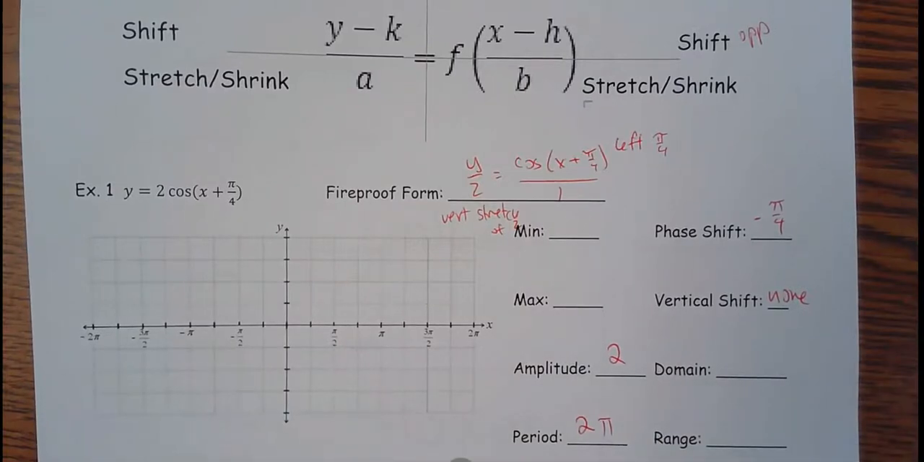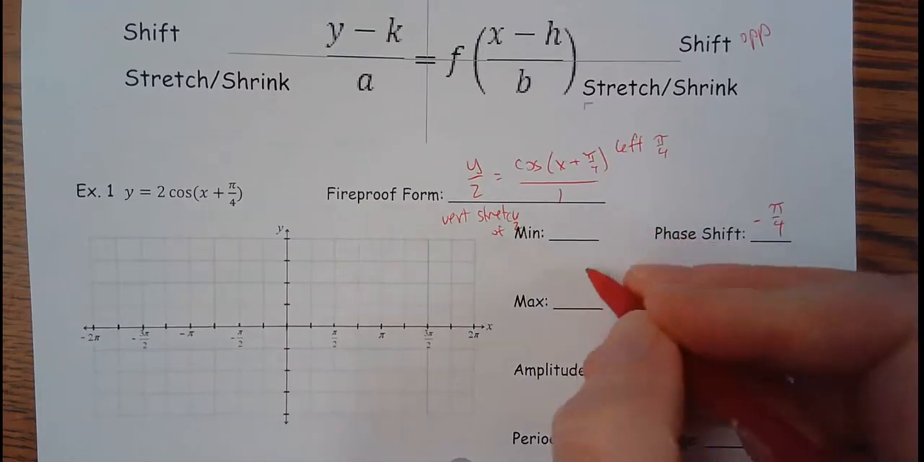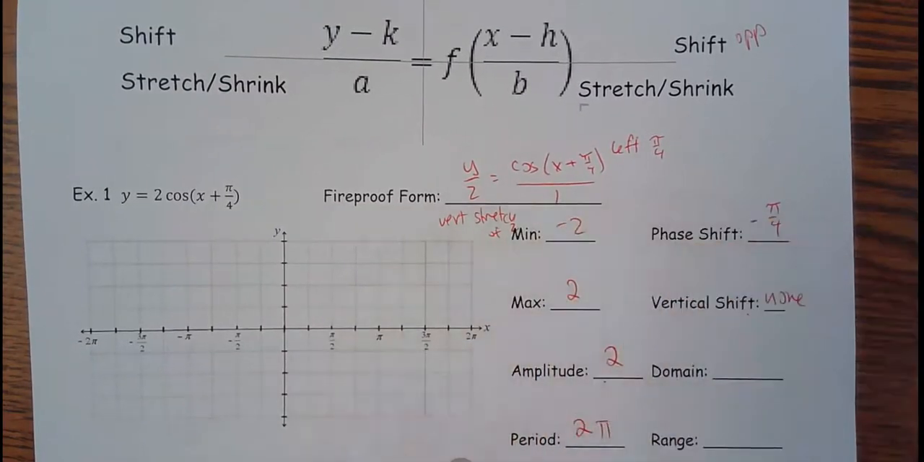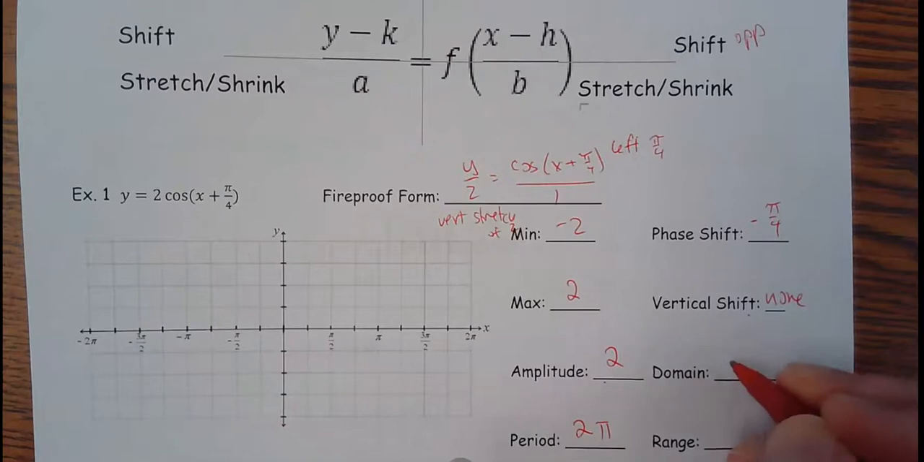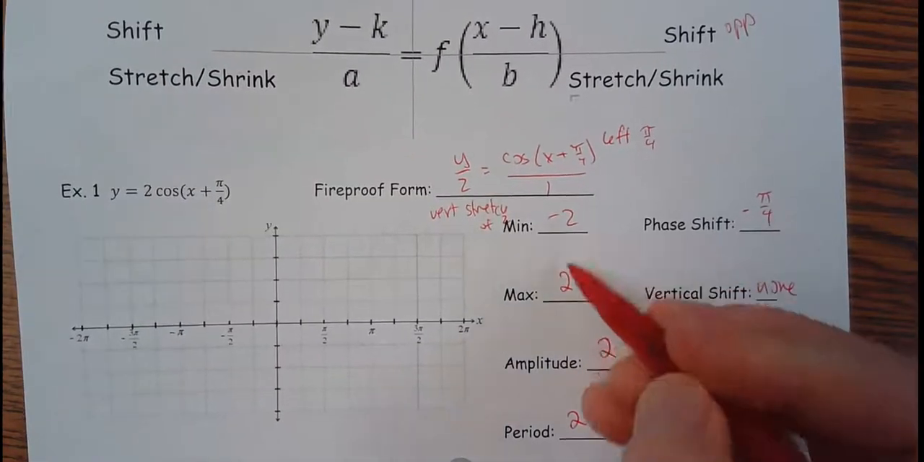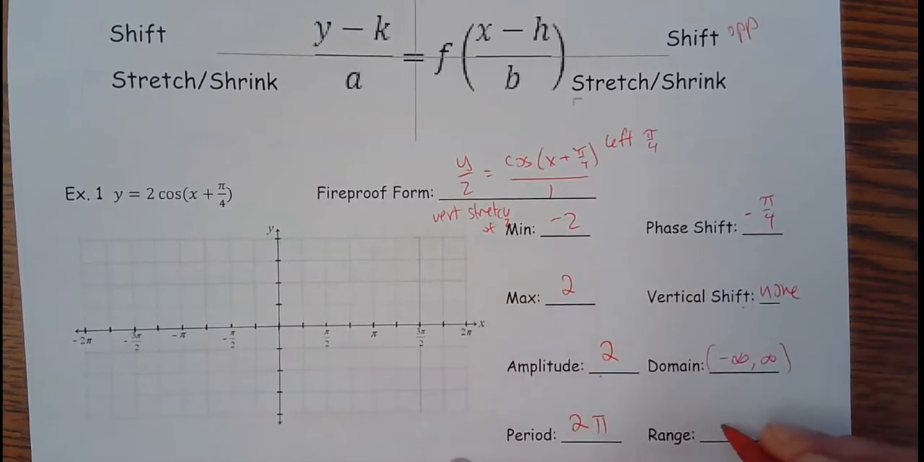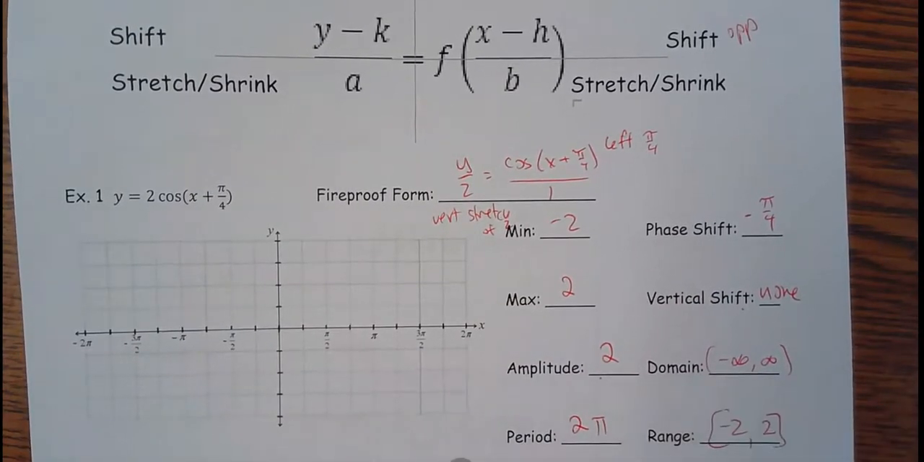Okay, and since I didn't move up or down, there's no vertical shift, and the amplitude is 2, that means my midline is 0, and it's going to get up to 2 and down to negative 2. And the domain, since it's a cosine, sine, those are going to be everything. So the domain is from negative infinity to infinity, and then the range is going to bounce back and forth between these two, so from negative 2 up to positive 2.